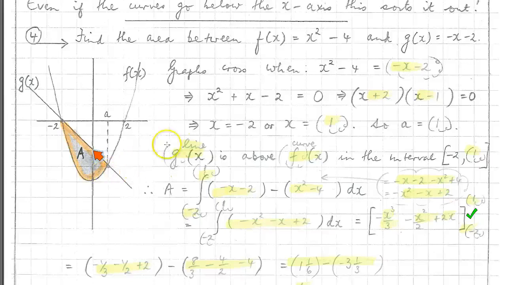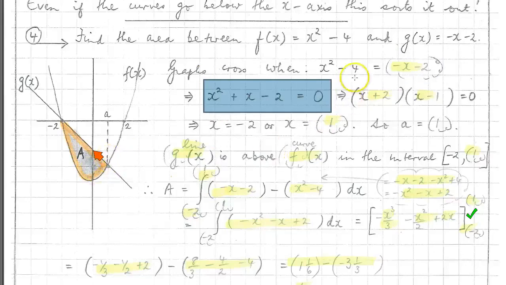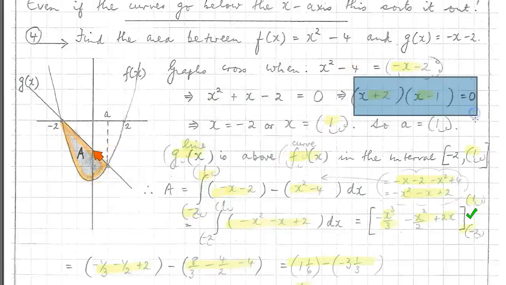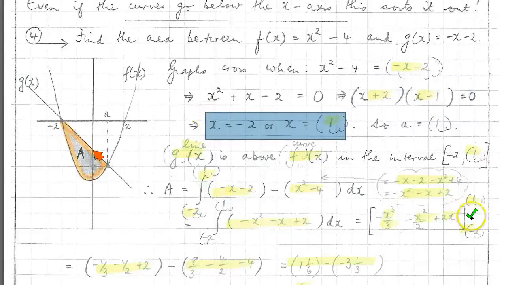All right. Now the two graphs cross where the formulas equal each other. So I'll put x squared minus 4 equals minus x minus 2. Bring everything to the left-hand side, you get x squared plus x minus 2 equals 0. Factorize, x plus 2 times x minus 1 equals 0. Solve that, you get x equals minus 2 and x equals 1. Now make sure you're happy with all that algebraically.